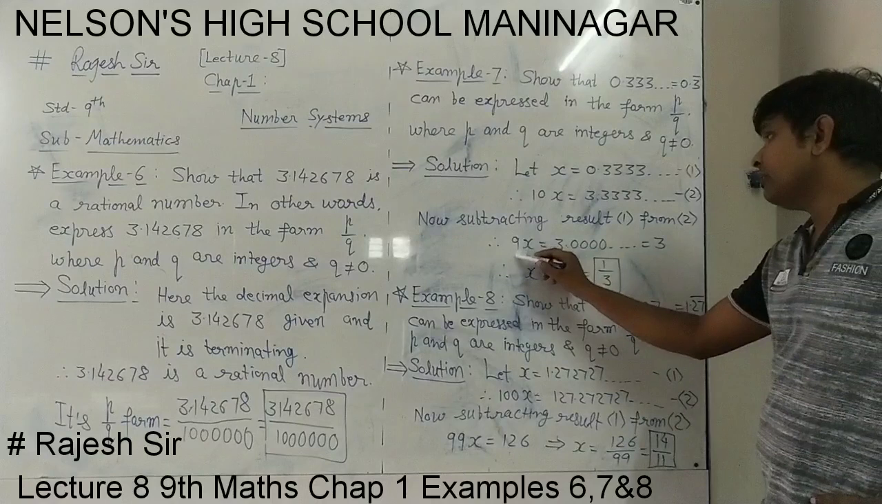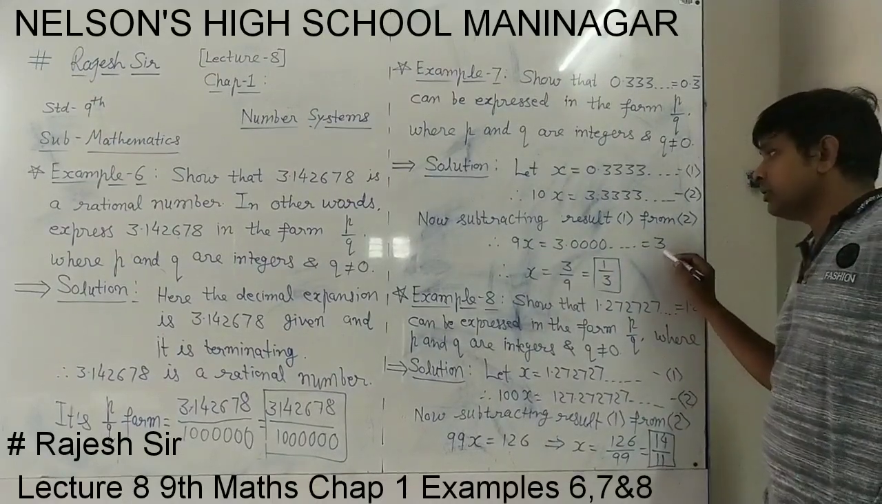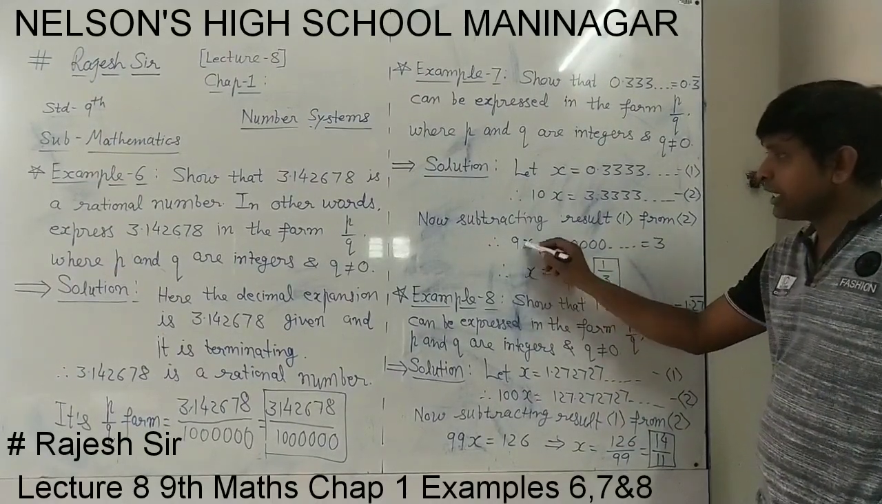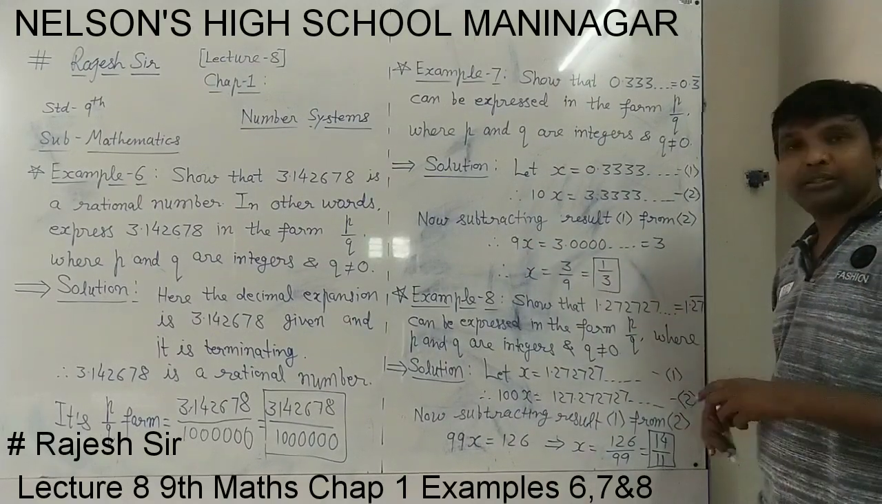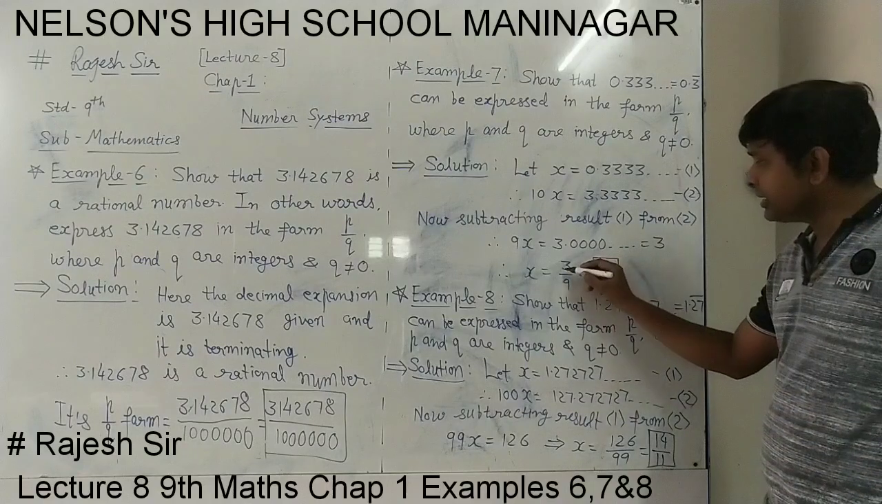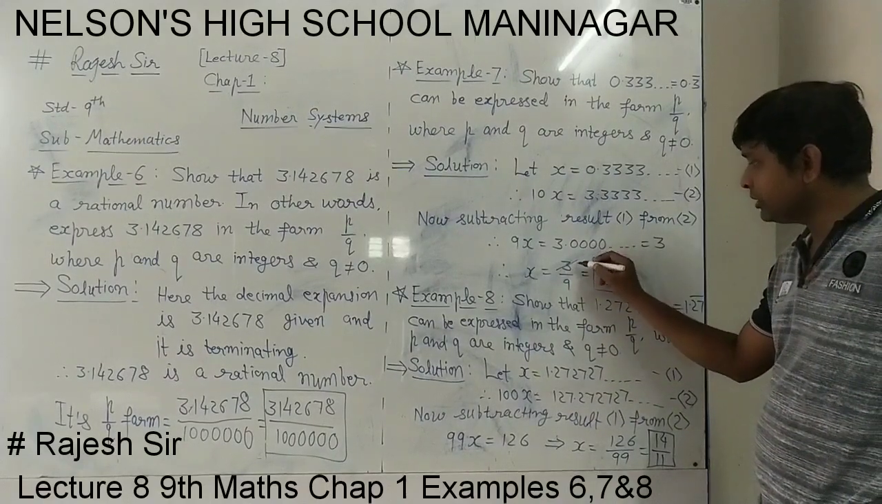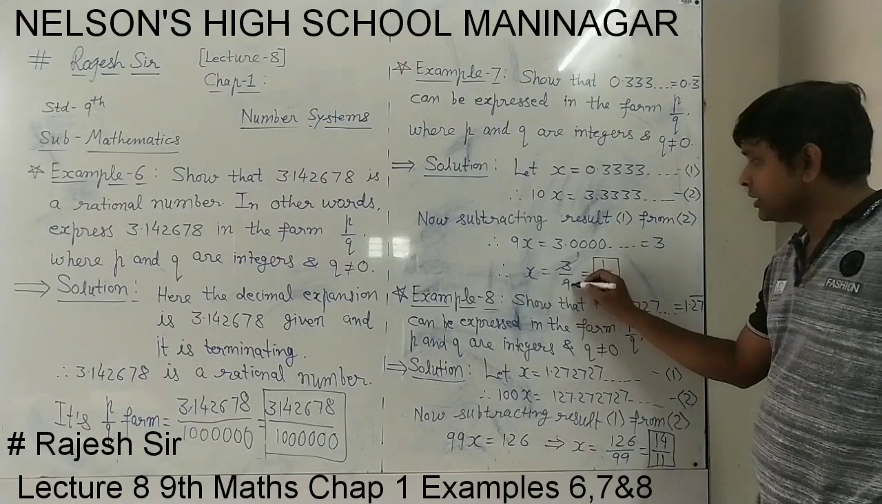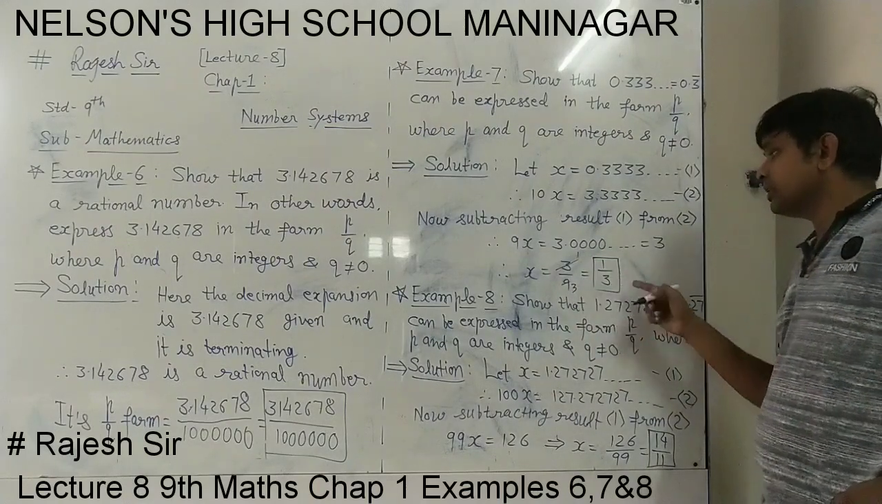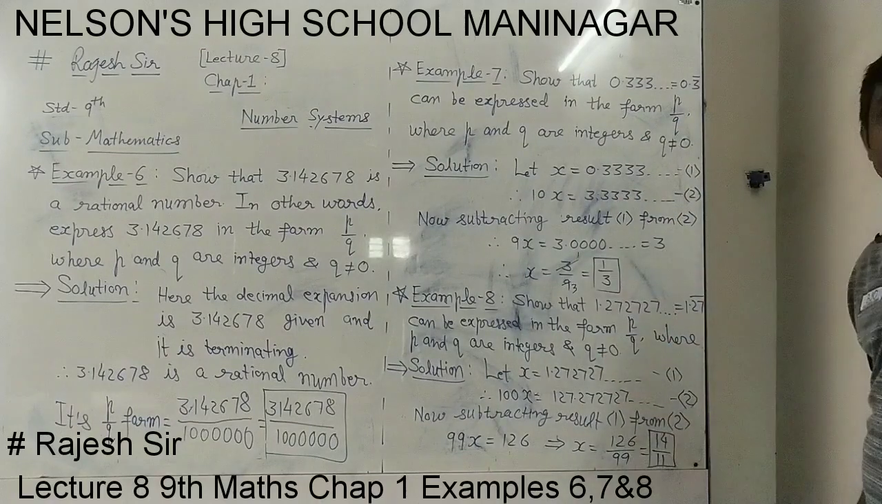So basically what we have is 9x equal to 3. So x equals, this 9 in the multiplier will go down, so this will be 3 upon 9. Now 3 upon 9 can be simplified by dividing by 3 on both numerator and denominator. 3 1s are 3, 3 3s are 9. So it is 1 upon 3. This is the p upon q form, very easily we get.